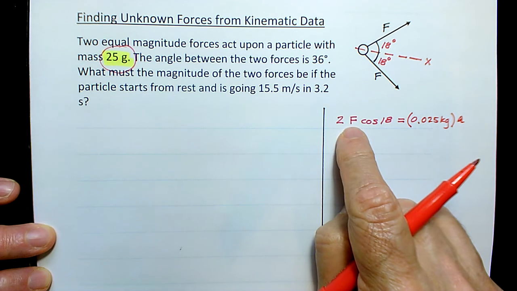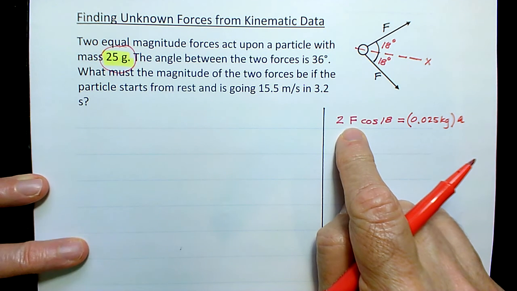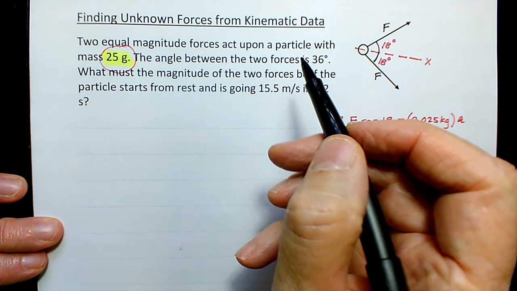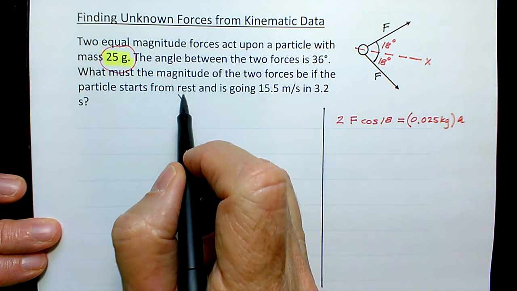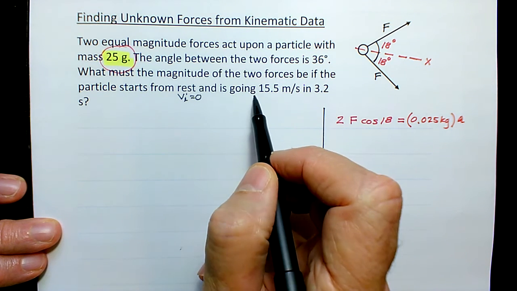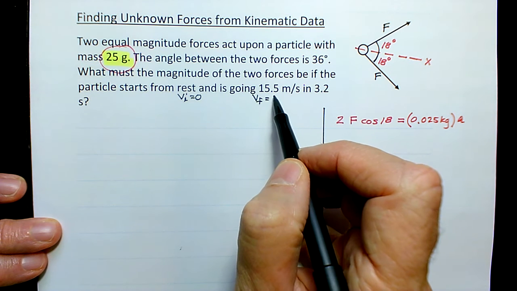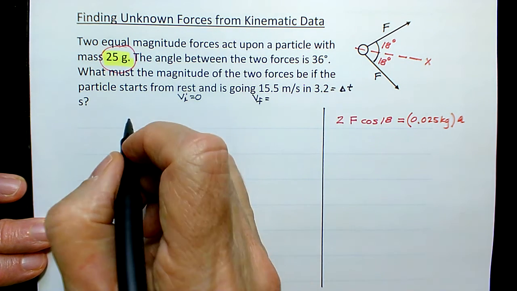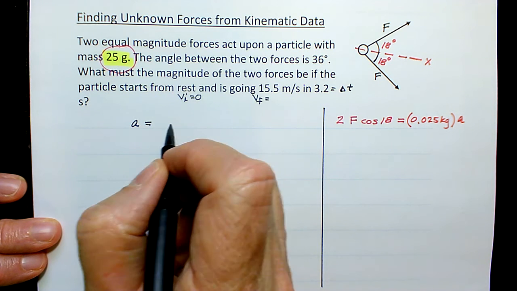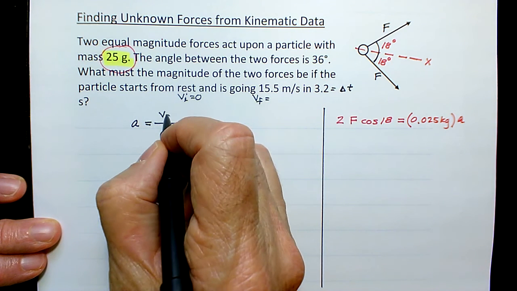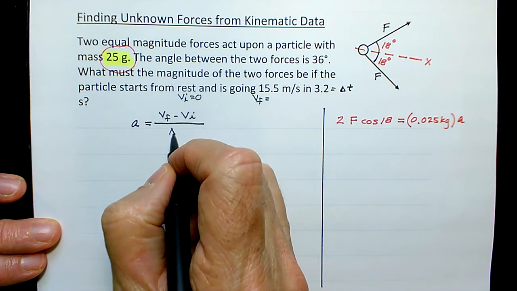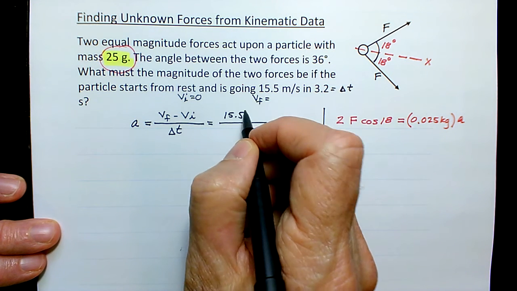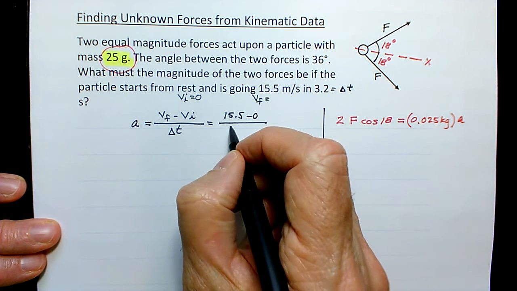So two unknowns. Can't do anything with two unknowns in one equation, but I can get the acceleration from kinematic data. So we have a v initial, which is 0. We have a v final, which is 15.5 meters per second, and we have a delta t. So we have enough to define, based on the definition of acceleration, which is v final minus v initial over delta t, 15.5 minus 0 over 3.2.